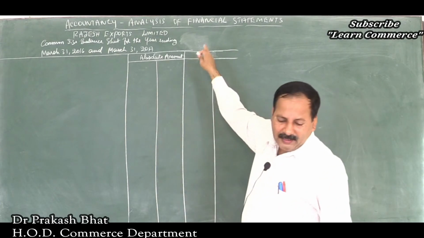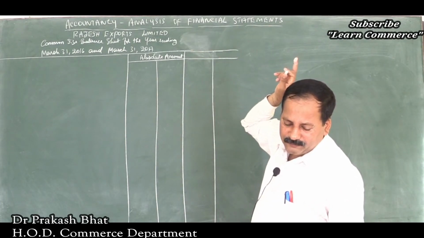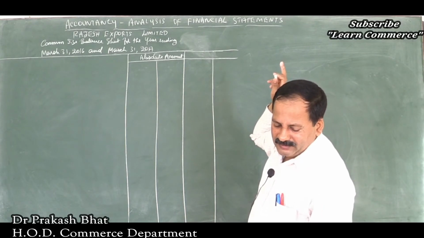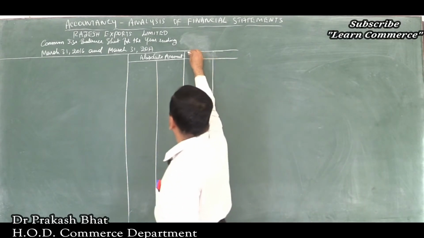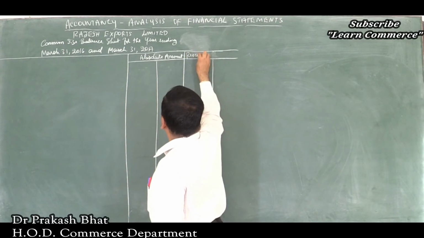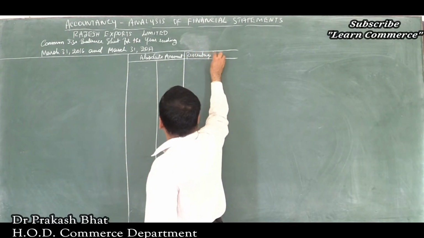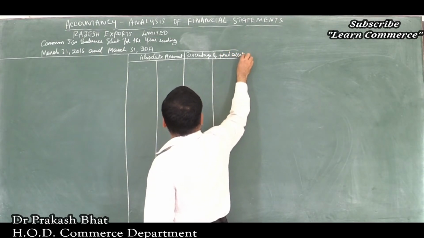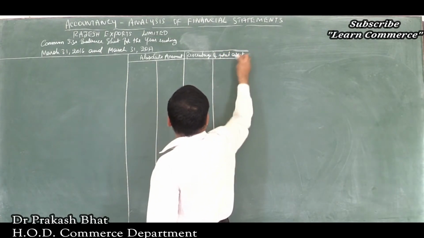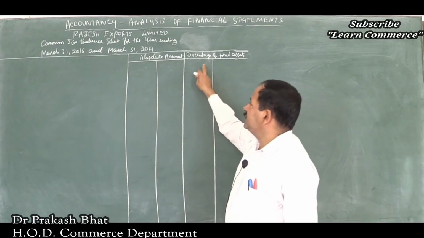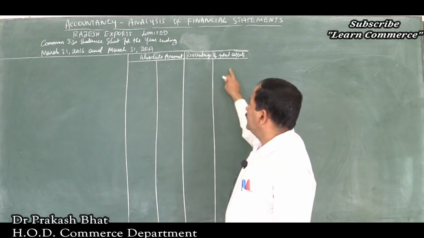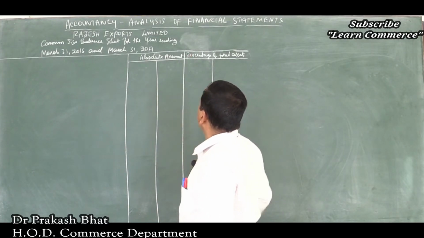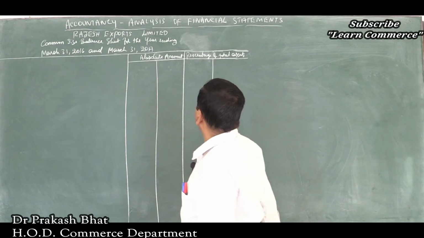Here, that is a percentage of total assets, then 31st March 2016 rupees, 31st March 2017 rupees. That's what you have to do. That's the only thing you have to do. Clear? Fine.